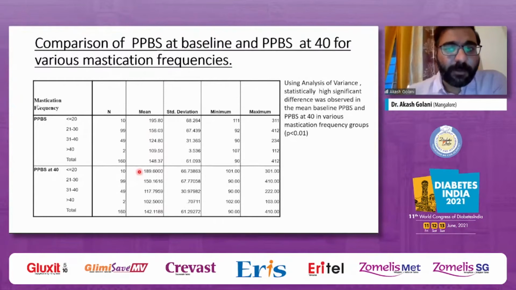Then when we tell them to chew at a rate of 40, we can see a significant decline. From 195, the sugars have come to 189. From 156, the sugars have come to 150, 124 to 117, and 109 to 102. A mean of 148, which is a significant drop to 142 when we told them to chew at 40.